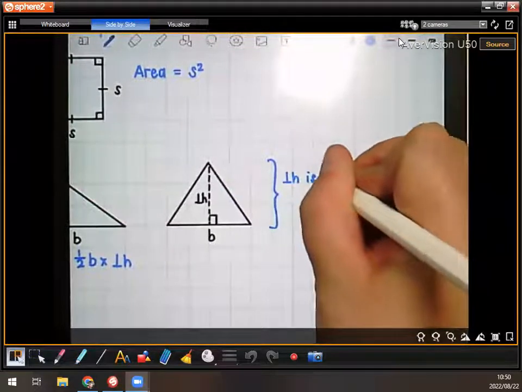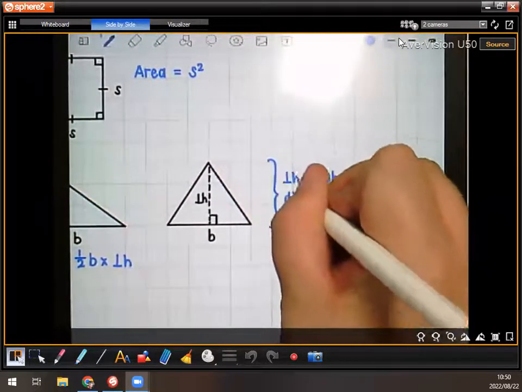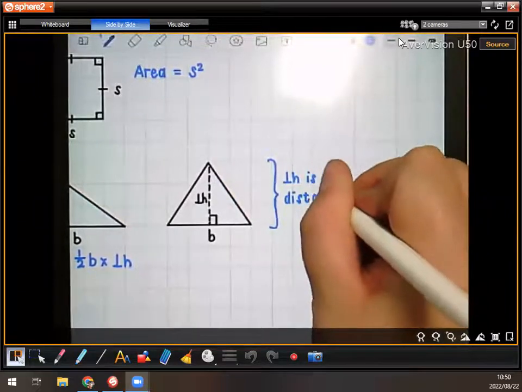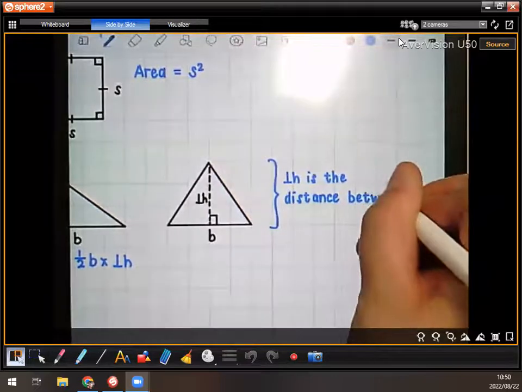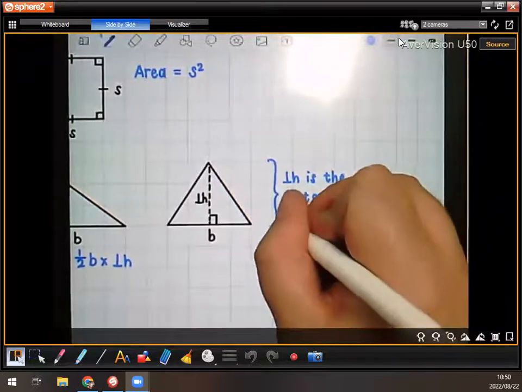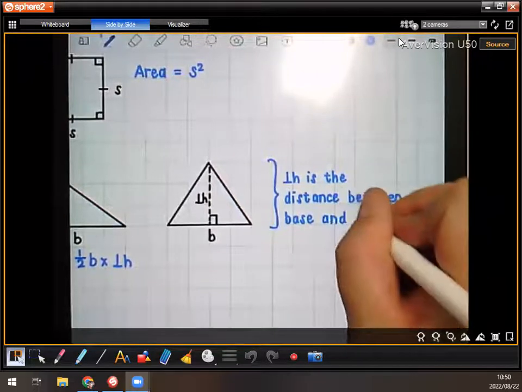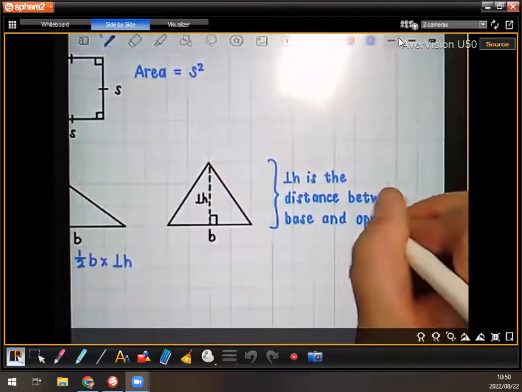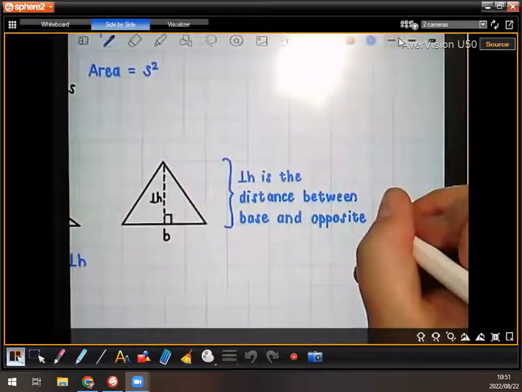Perpendicular height is the distance between base and opposite point.